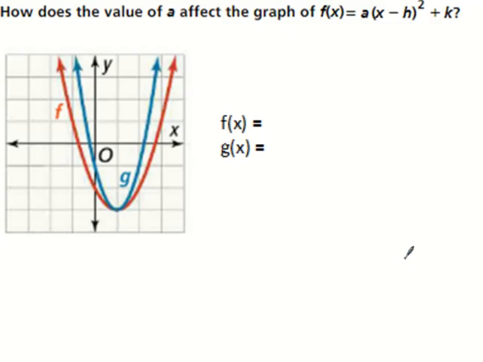So this one says, how does the value of a, and that's italicized a, affect the graph f of x equals a, parentheses, x minus h squared plus k. So we have these two functions. f of x is the red one, and then we have g of x, which is the blue one. So if we look at f of x, it's a shift of our parent function because it's 1, 1, and it's 2, 1, 2, 3, 4. So it's just a shift of my parent function. And this is actually our function where a is not there.